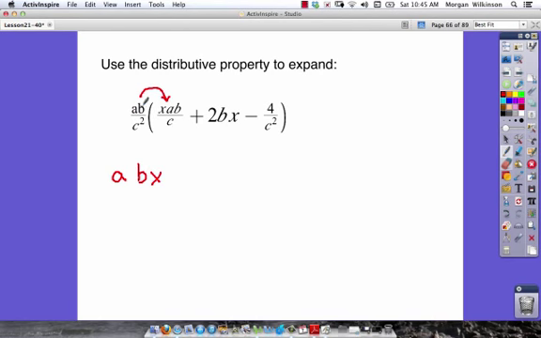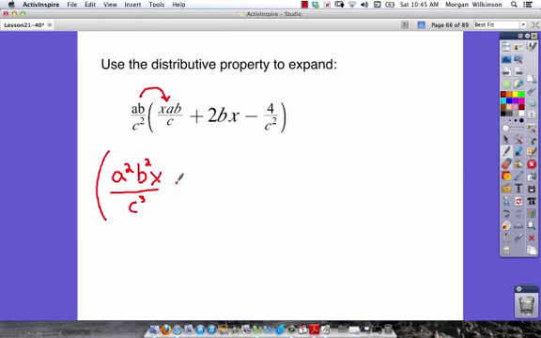Then we have A times B times A. Well, A times A must be A to the second. So we get A to the second power. And then we have B times B. That must be B to the second power. We've got our new numerator. This is all going to be divided by c squared times c, which is c to the third power. And we've got the first part of our expanded expression.